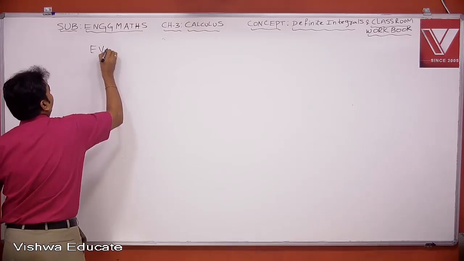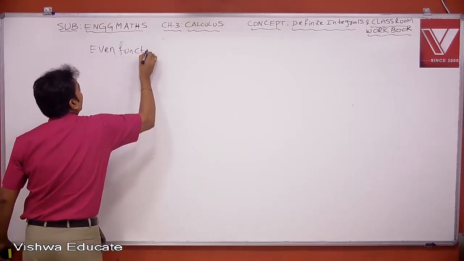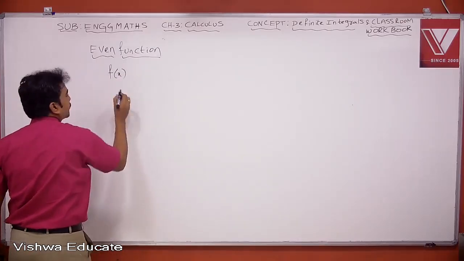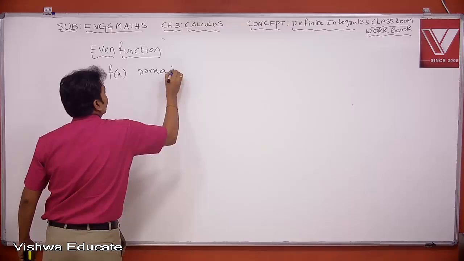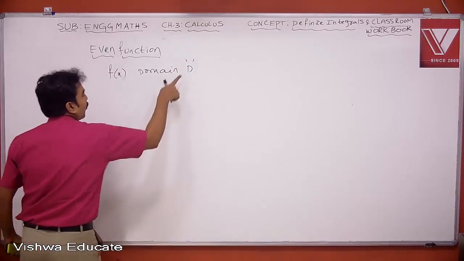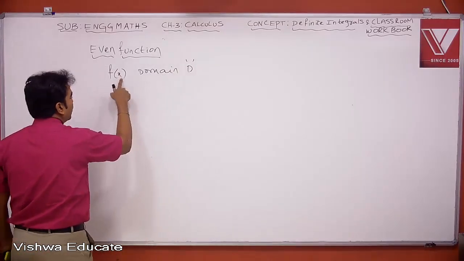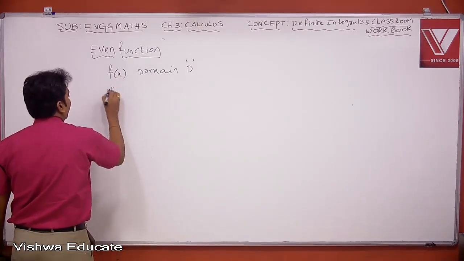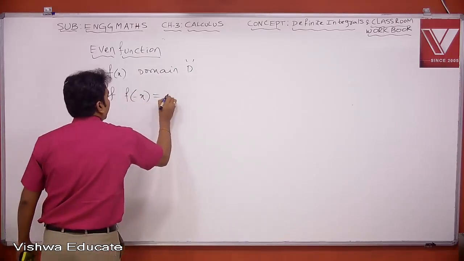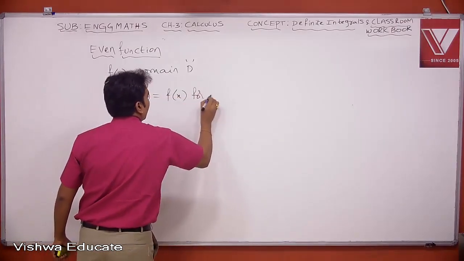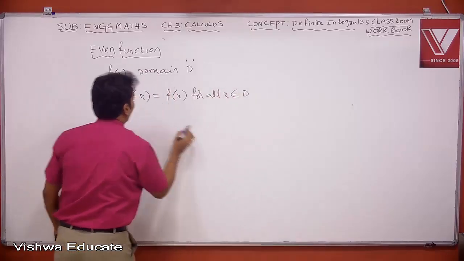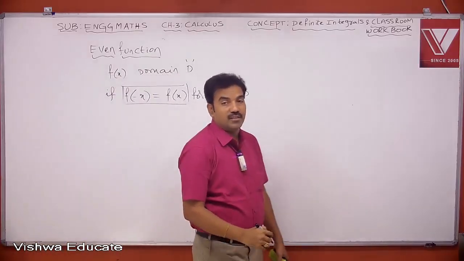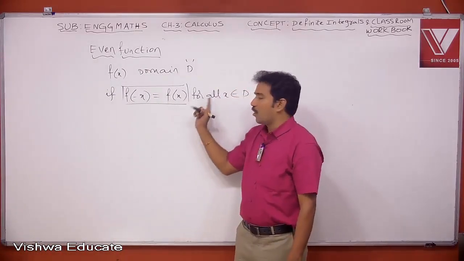So we discuss the definition of even function. Suppose we have a function f of x whose domain is capital D. That means for all values in D, f of x gives some finite value. So when f of x is defined in domain D, we say that this is an even function if f of minus x equal to f of x for all x belong to D. So whenever this happens, f of minus x equal to plus f of x, then we say that f of x is even. Of course, it must be true for all x belong to D.